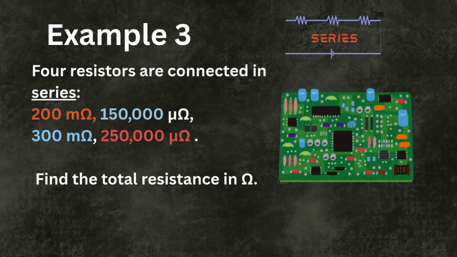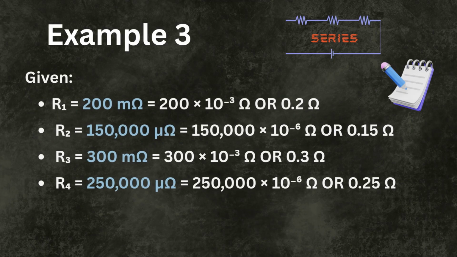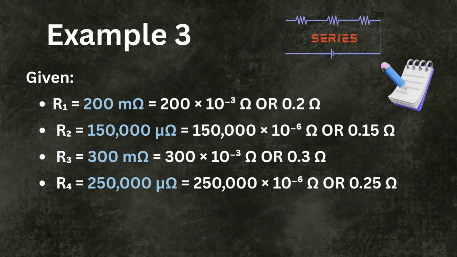Example 3. 4 resistors are connected in series, 200 milliohms, 150,000 micro-ohms, 300 milliohms, and 250,000 micro-ohms. Find the total resistance in ohms. Given, resistance 1 equals 200 milliohms, or 200 times 10 to the power of minus 3 ohms, which equals 0.2 ohms. Resistance 2 equals 150,000 micro-ohms, or 150,000 times 10 to the power of minus 6 ohms, which equals 0.15 ohms.